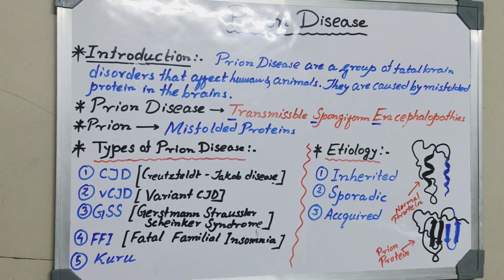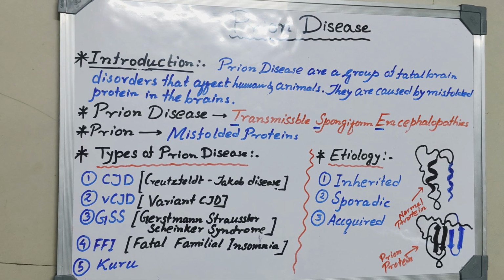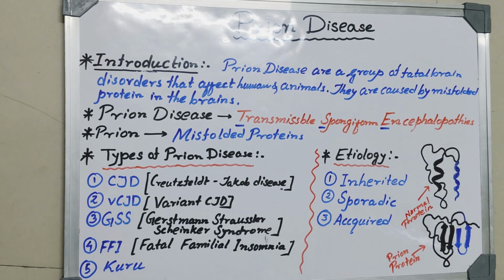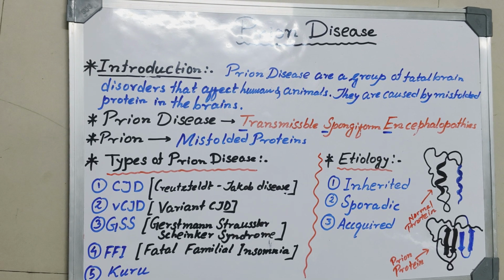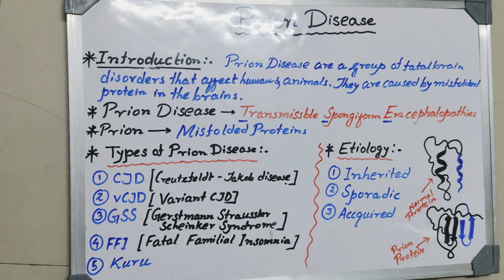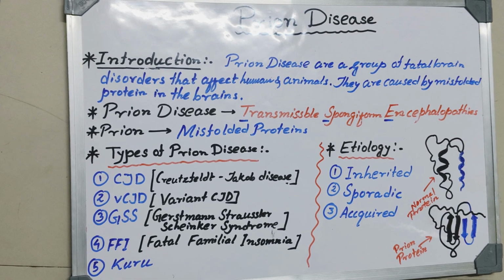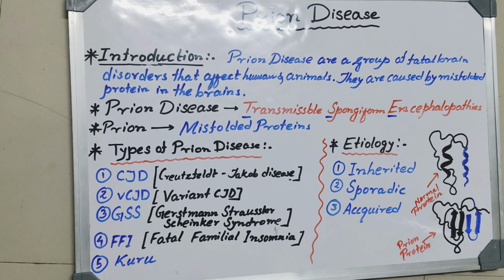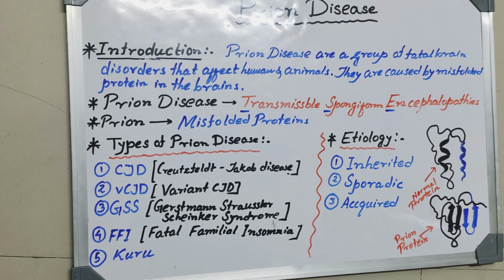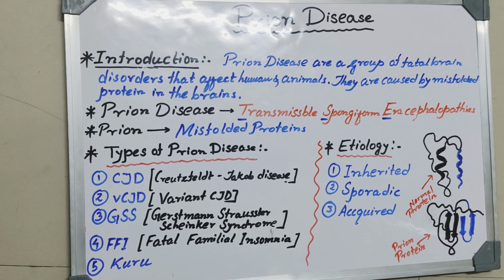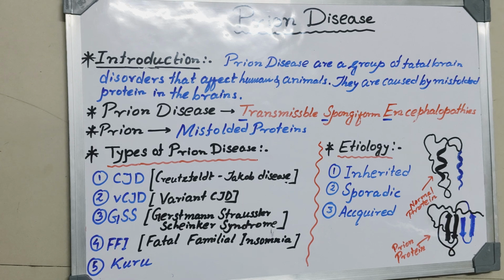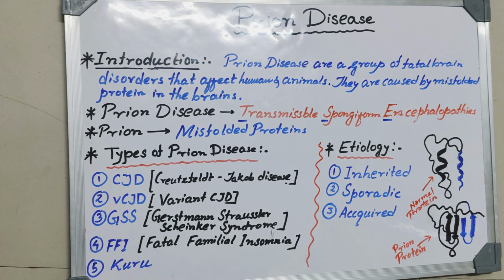Another type is GSS, or Gerstmann-Sträussler-Scheinker syndrome. It is a rare inherited form starting with balance and coordination problems. Another is FFI. Yes, a prion disease that literally prevents you from sleeping, and it's always fatal. That's why it is called fatal familial insomnia.